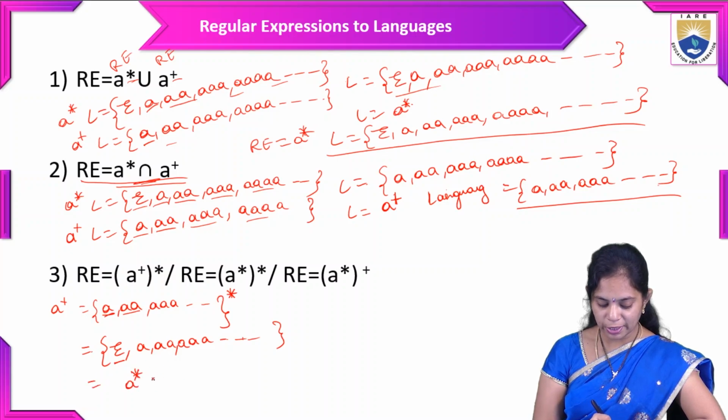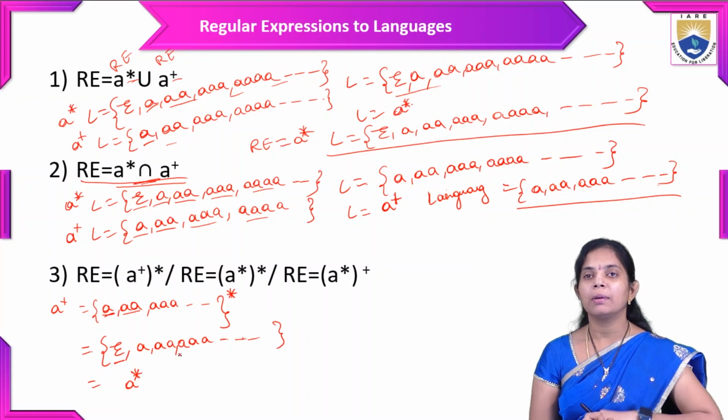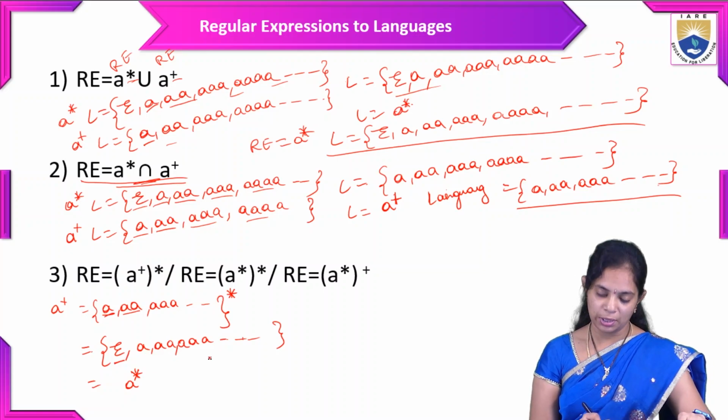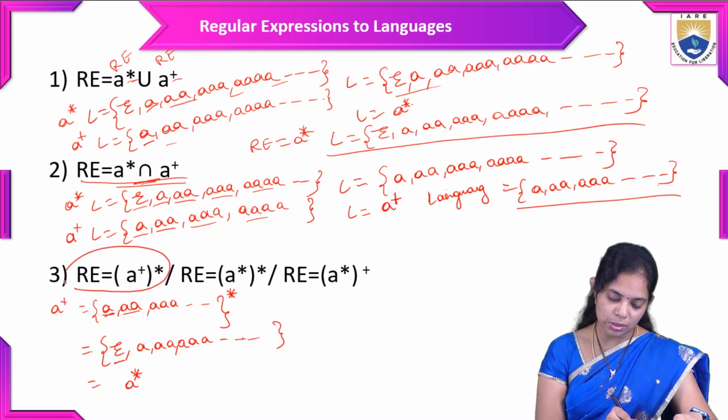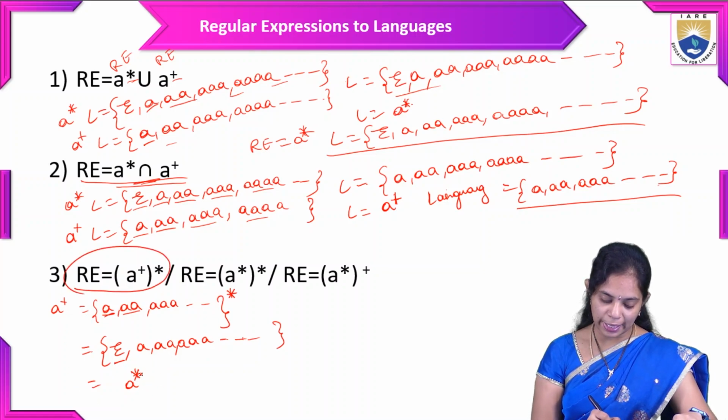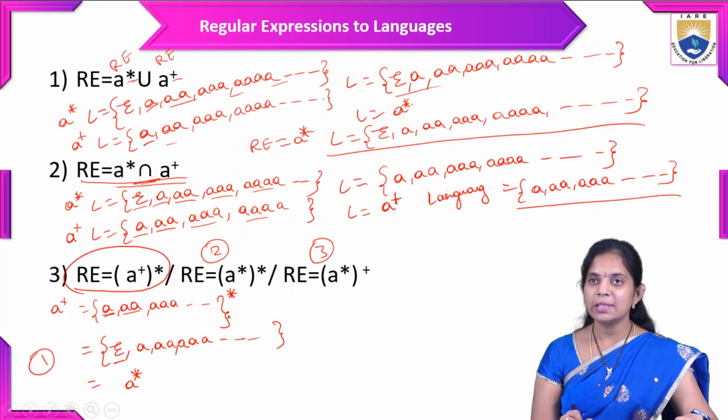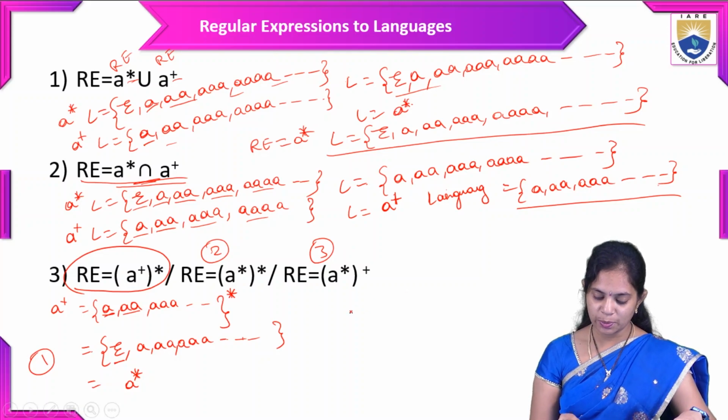So the A star value is equal to epsilon, comma, A, comma, double A, triple A, and so on. So the result of this regular expression is A star. So this is the first one, and the second and third I will write. So we will see the result of these three regular expressions. And this one, the second one, is a regular expression of A star.